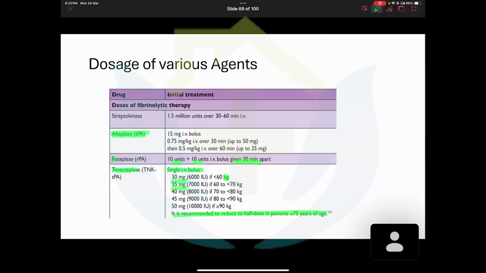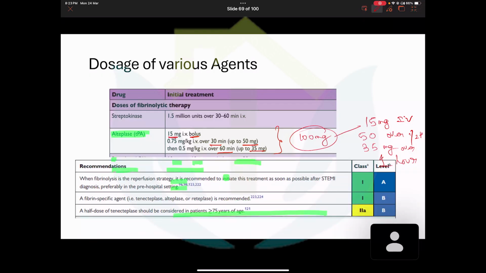And for a smaller-built patient, you can reduce it to half. So the dose that you have to remember is this one. It is basically 100 milligram. Among them, you are giving a 15 milligram IV bolus, 50 over half an hour, and 35 over 1 hour. This is the easier way to remember: 15 is the bolus, 50 over 30 minutes, 35 over 60 minutes, total 100 milligram. Nobody is using streptokinase anymore.